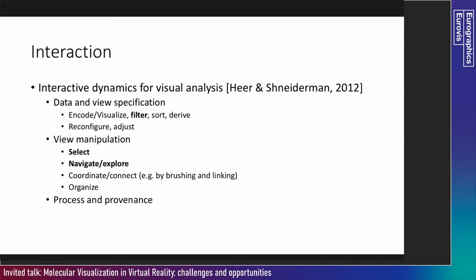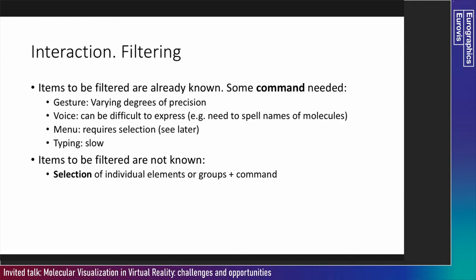Regarding filtering, we commonly have two different scenarios. Either the items to be filtered are already known, and thus what we need to do is issue a certain command, or they are not known, and then we need to select them, maybe one by one, or by groups, and then issue the command. The command is typically issued using a gesture, which, depending on the technology we're using, may have different degrees of precision. For instance, if you use the Myo armband in order to issue gestures, we have some problems of gesture recognition, but also quite significant latency.